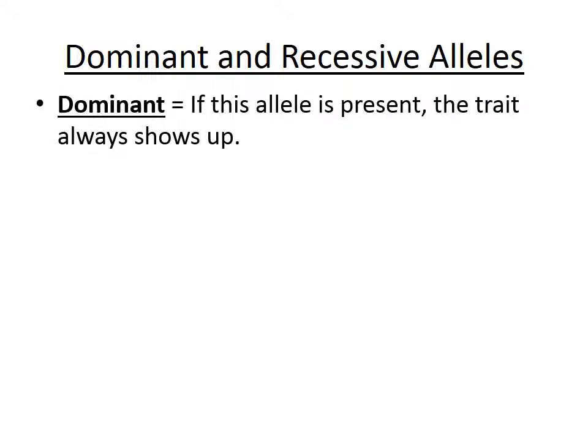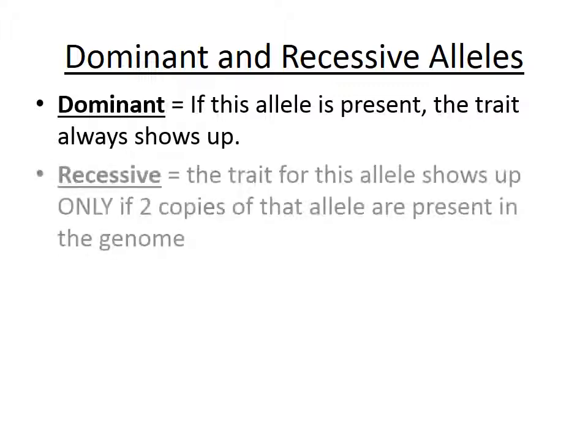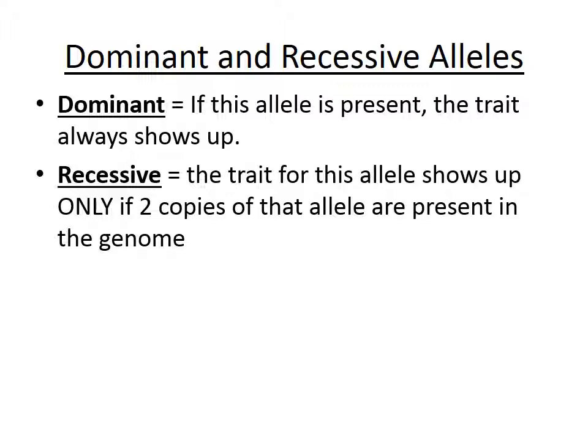So we can also use those terms dominant and recessive to refer to alleles. Dominant means that if the allele is present in an individual, that trait always shows up. So for example, if a fruit fly has a big R, or a gene that codes for red eye color, then that fruit fly will have red eyes. Recessive means that the trait for this particular allele will only show up if two copies of that allele are present in the genome. So a fruit fly will only have white eyes if it has two of the white eye alleles.